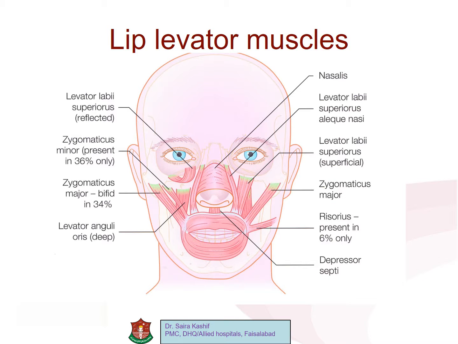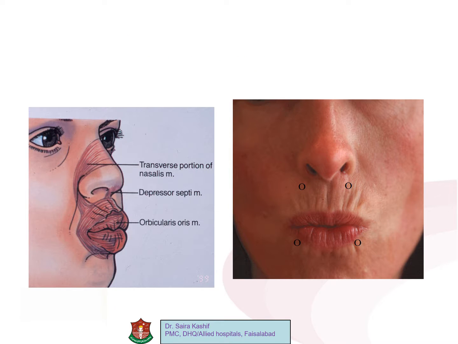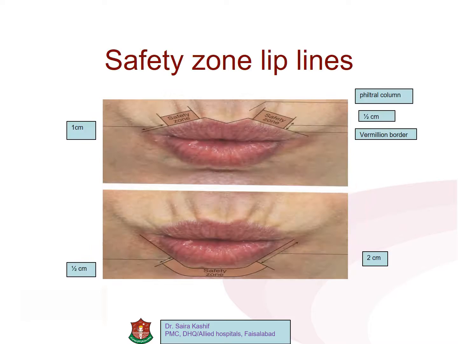Next, the lip lines are produced due to which muscle contraction? Orbicularis oris. Just to revise anatomy here, these are the lip levators: zygomaticus major, minor, levator labii superioris, levator labii superioris alaeque nasi. These are the depressors: platysma, depressor anguli oris, and depressor labii inferioris. Here you can see the lines. This is the picture before treatment and after treatment.